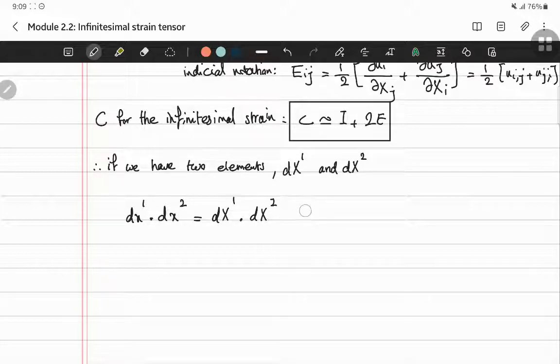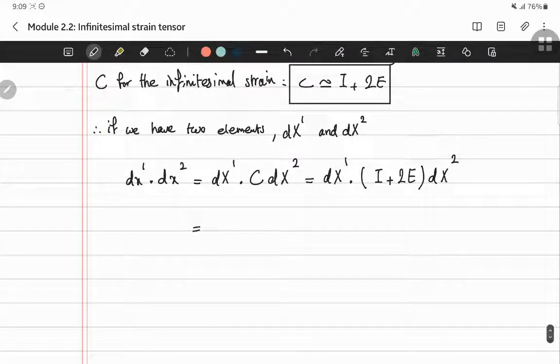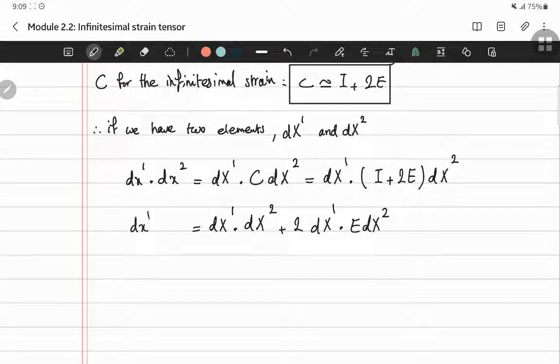I made a mistake here. I have seen here because this is dx1 dot dx2, which is equal to dx1 dot, okay, this is I plus 2e dx2. So if I expand this, this is dx1 dot dx2 is equal to, oh, sorry, plus 2, I have dx1 dot e dx2. This is also another important equation here.